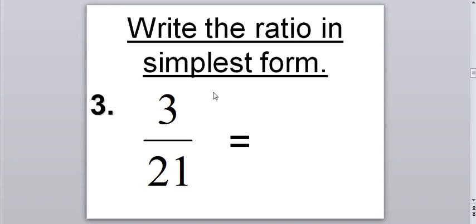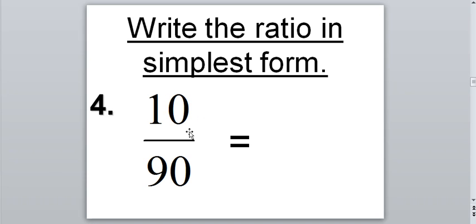3 compared to 21. Divide both by 3 is the simplest way. We get 1 compared to 7. 10 compared to 90. Divide both by 10 would give us 1 compared to 9.